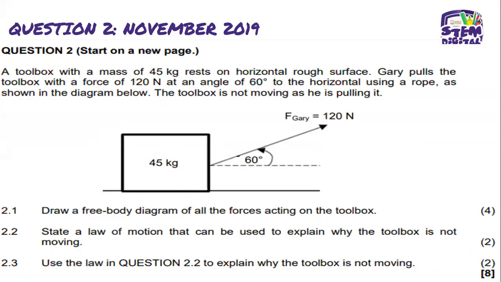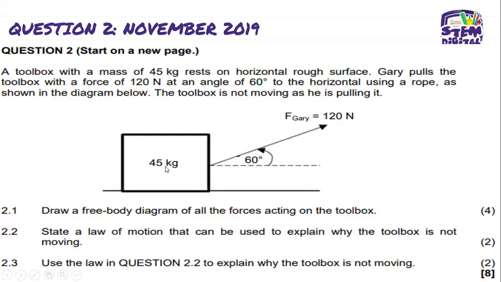So without any waste of time, we are going to look at question number 2, which was from last year's question paper, November 2019. It was question number 2, and it was on Newton's laws of motion. Question number 2 was based on a single object that was on a horizontal plane. Now let us read the question.